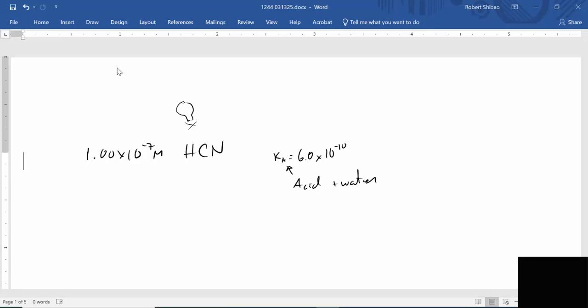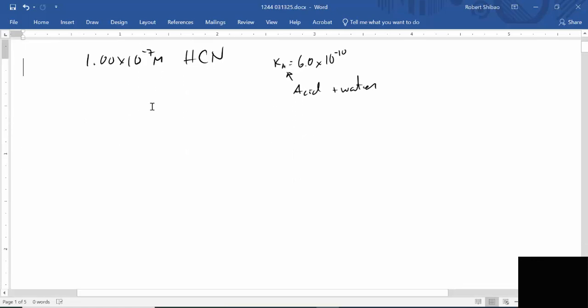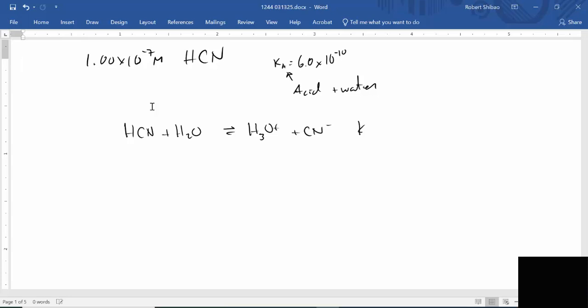And so this K is for what reaction? Whenever we have a Ka, it's acid plus water. Water is going to be our base. And so if it's acid plus water, we're going to form cyanide and hydronium. I'm going to flip the order and write it hydronium plus cyanide. And so this is our Ka equation.